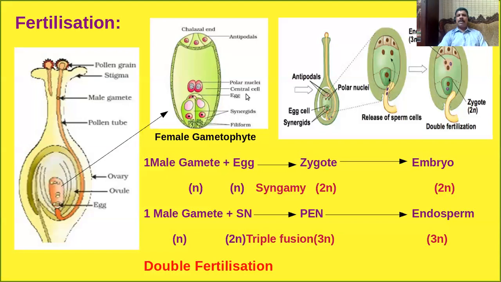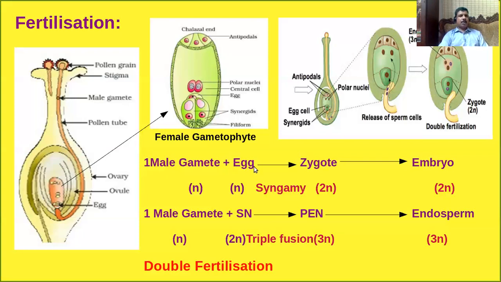Now, as a result of pollen germination, the pollen tube has already entered into the female gametophyte. Now, the situations are ready for fertilization. Dear students, how many male gametes are there in the pollen tube? Yes, two male gametes. So during fertilization, one of the male gametes fuses with the egg cell.